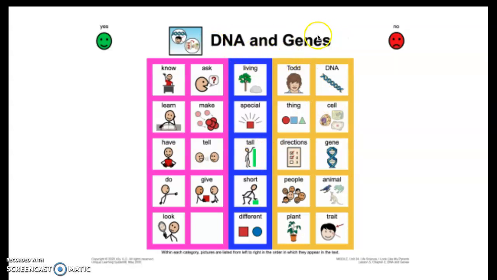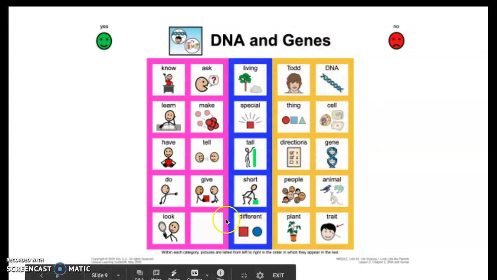All right, so let's talk about what we just read. Our title was DNA and Genes. Our character was Todd. Our main idea was that DNA and genes make things different. Good job, friends.